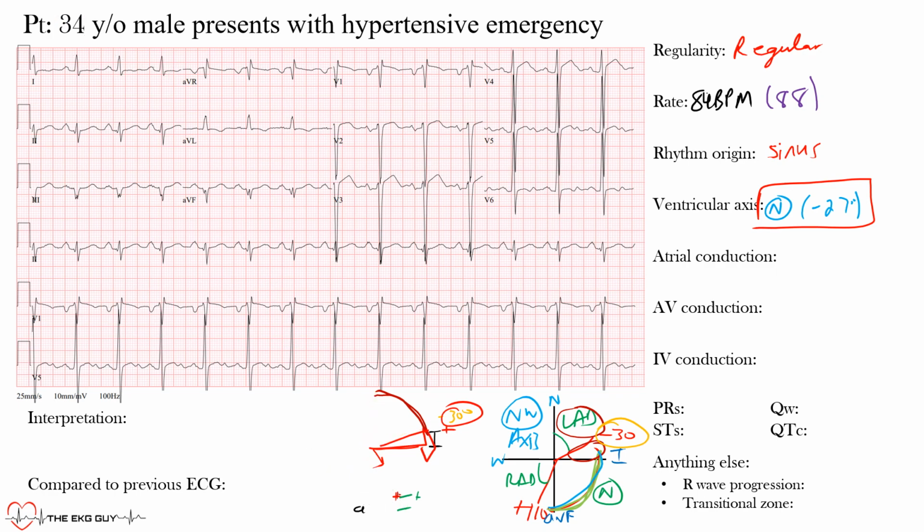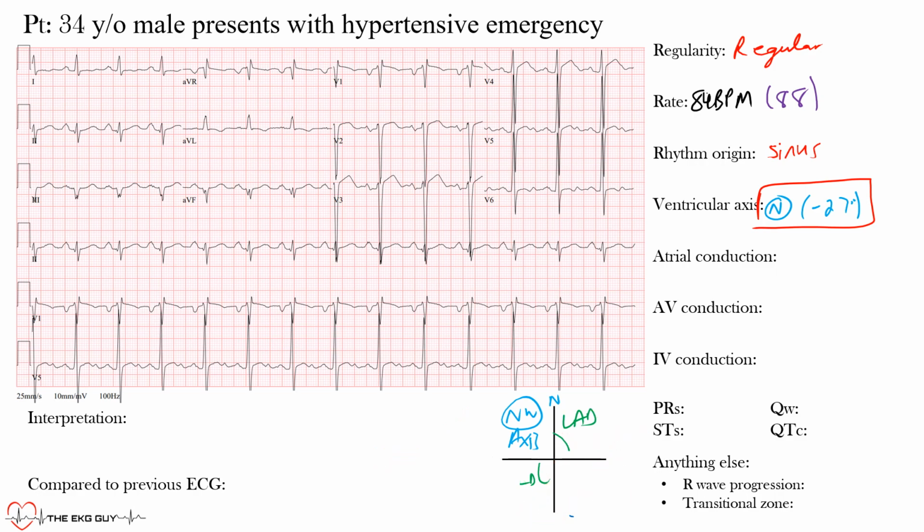So the best leads to look for P wave abnormalities are lead 2 and lead V1. What's nice is we have these rhythm strips that show both of those. So let's take a look at that now. If we look at lead 2, remember, when we look at our P wave, we said we're in sinus rhythm.